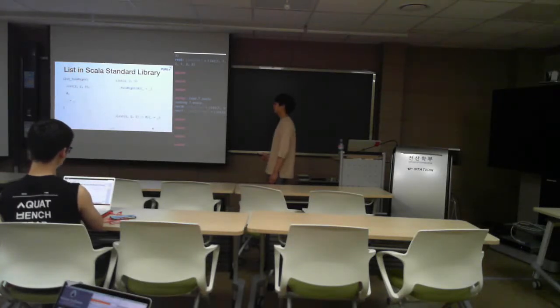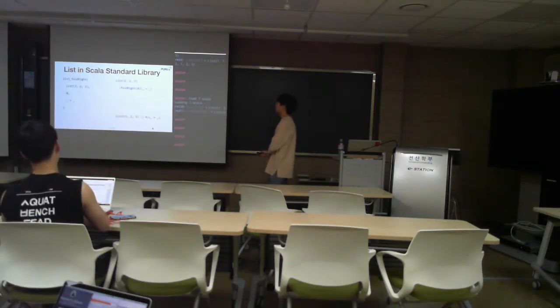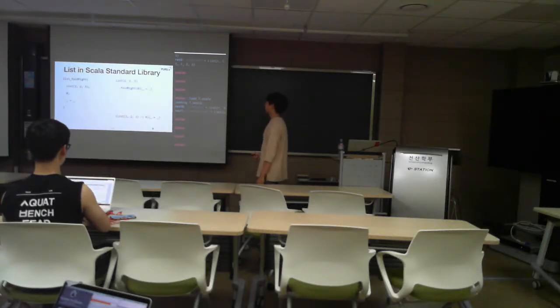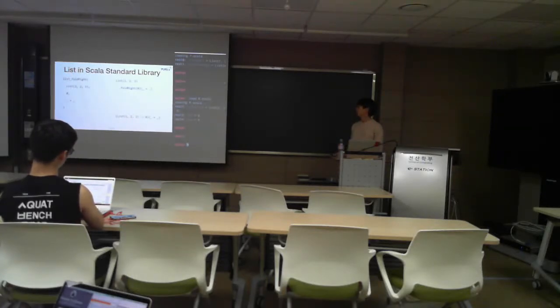And also, the Scala library offers a more beautiful syntax like this. These two codes are exactly the same, and it implies that we will append 0, which is the initial value, to the left side of the list and apply this function. So both functions will result in 6.